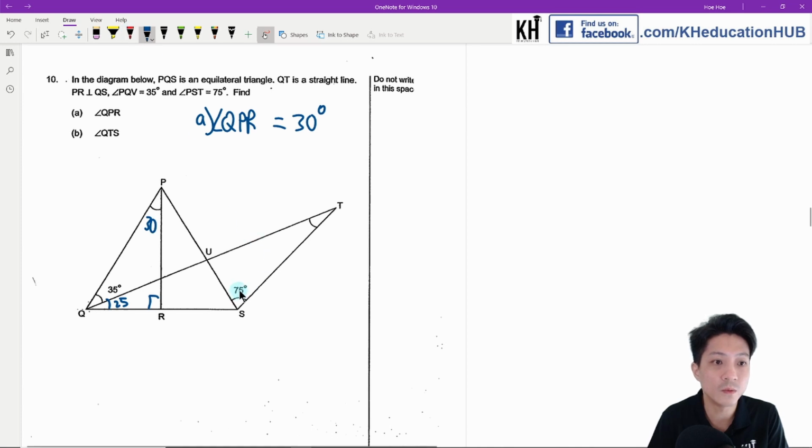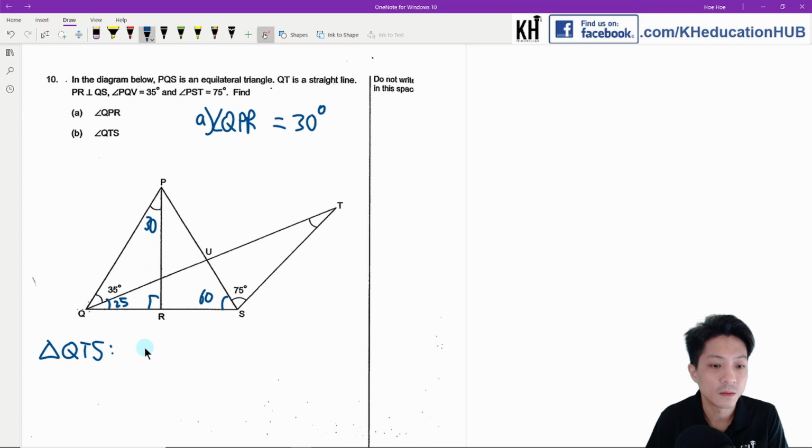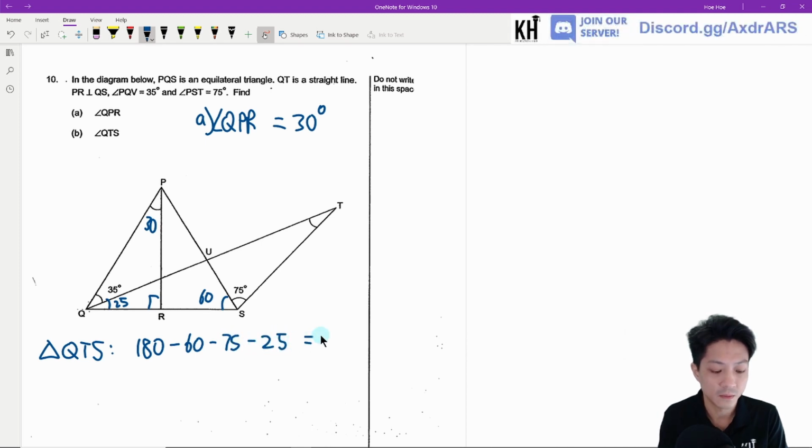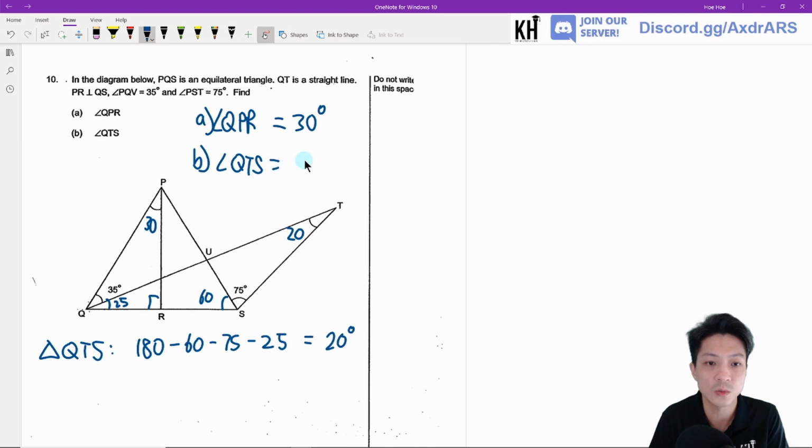Okay, for part B, we know that this is 60. Looking at triangle QTS, I'm going to use 180 minus 60 minus 75 and minus 25. It's going to give me 20 degrees. So the answer for part B, angle QTS, is equal to 20.